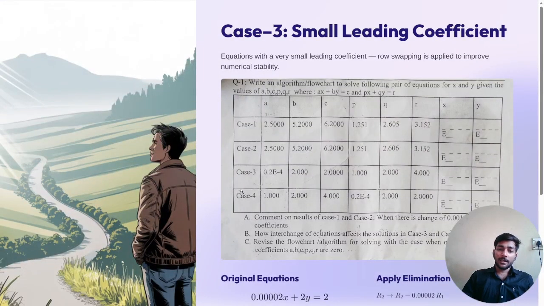Then again we will see case number 3. In case number 3, we have given the value of A equal to 0.2 into 10 to the power minus 4, the value of B is 2, the value of C is 3, the value of P is 1, the value of Q is 2, and the value of R is 4, and we have to calculate the values of X and Y.